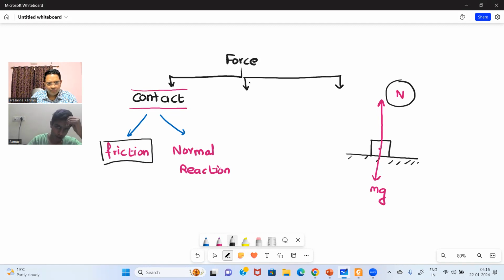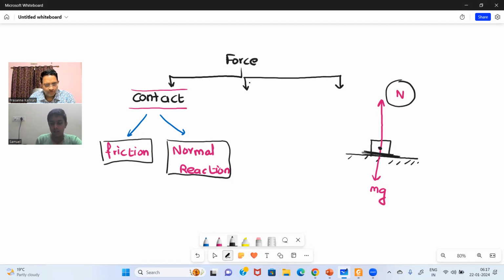So the important point about normal reaction is that it always acts perpendicular to the surface of contact. If you see, the surface of contact is along which axis? X-axis, right? Where have I drawn the pink line or the purple line? Y-axis, perpendicular. Normal reaction is always perpendicular to the surface of contact.